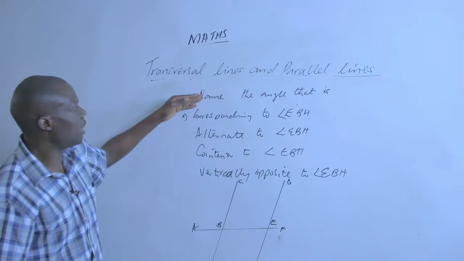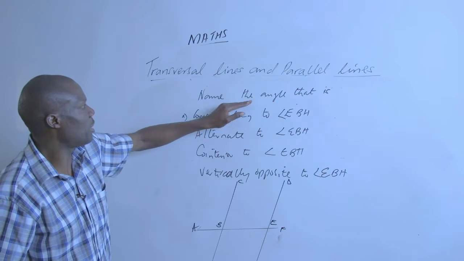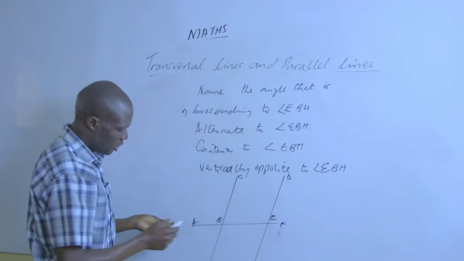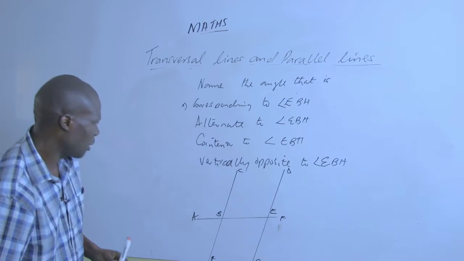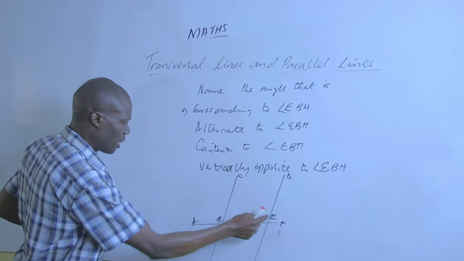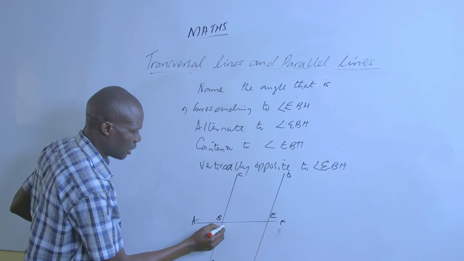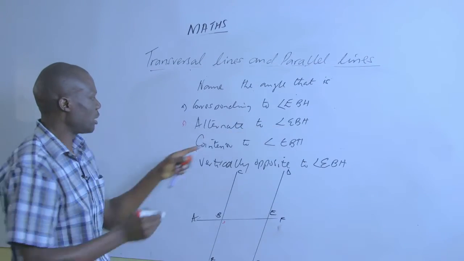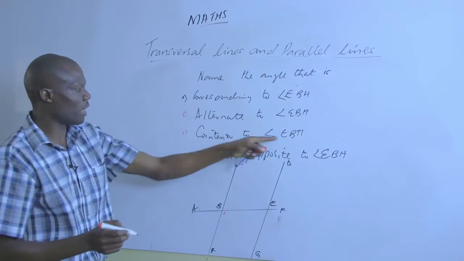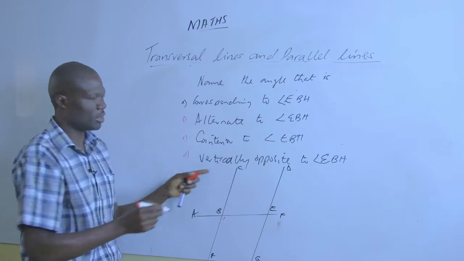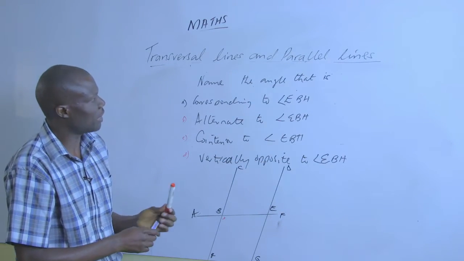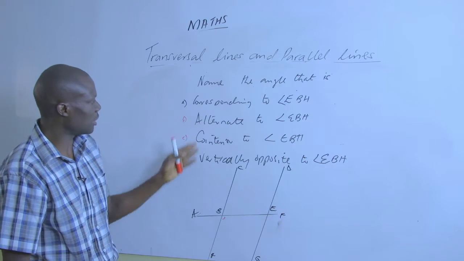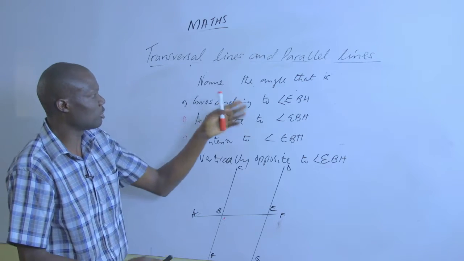So this is our question. Name the angles. So remember the angle that is corresponding to angle EBH. We are looking at this angle here. Name the angle that is alternate to EBH, co-interior to EBH, and vertically opposite to EBH. We are to find the angles that are corresponding to EBH. Let us start with the first part, corresponding to EBH.